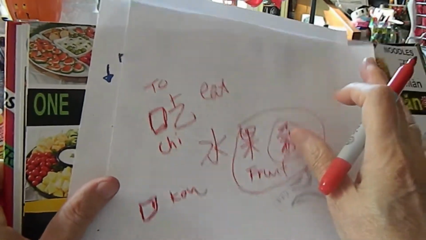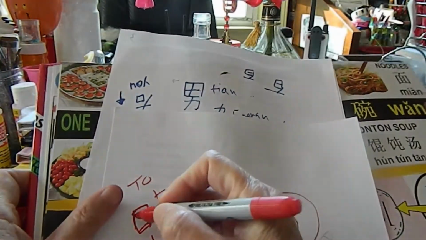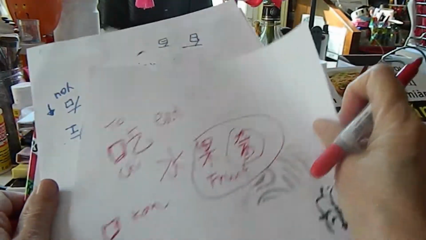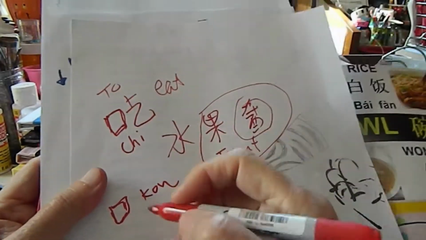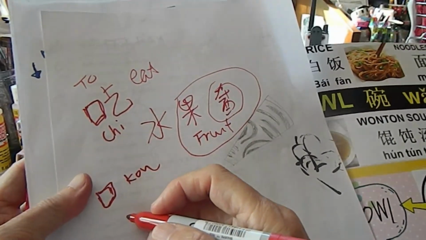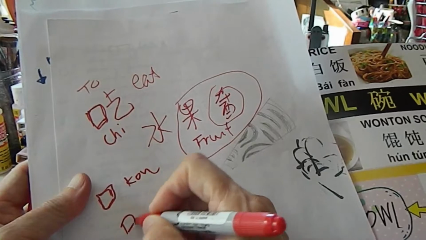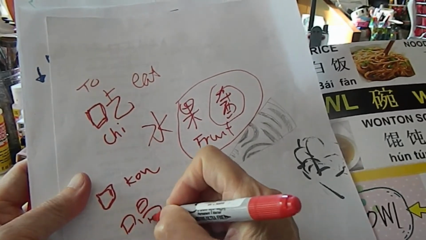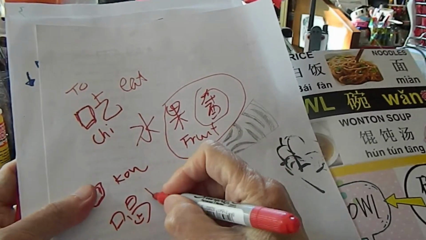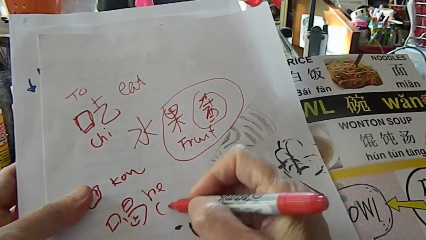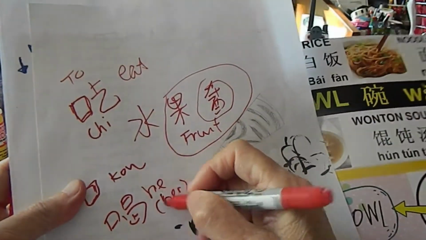So anytime you use mouth to eat, they always have this radical next to it, okay? So 吃 means to eat. Now, you need to know to eat and to drink. To drink we call 喝, okay? 喝 means to drink, okay? You can remember it like that in English.